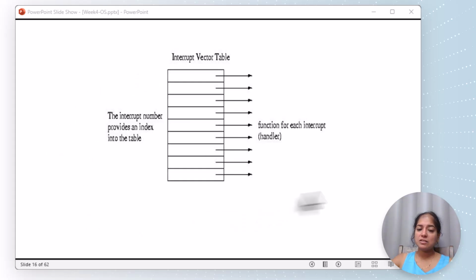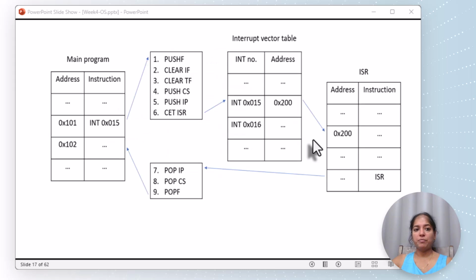This is the structure of the interrupt vector table, how it looks. The interrupt number provides an index into the table, and it gives you the function for each interrupt handler. You can see in the table that the main program has some instructions. If an interrupt is generated, it checks the interrupt vector table, and from the interrupt vector table we get the ISR entry. Accordingly, we can then execute it.